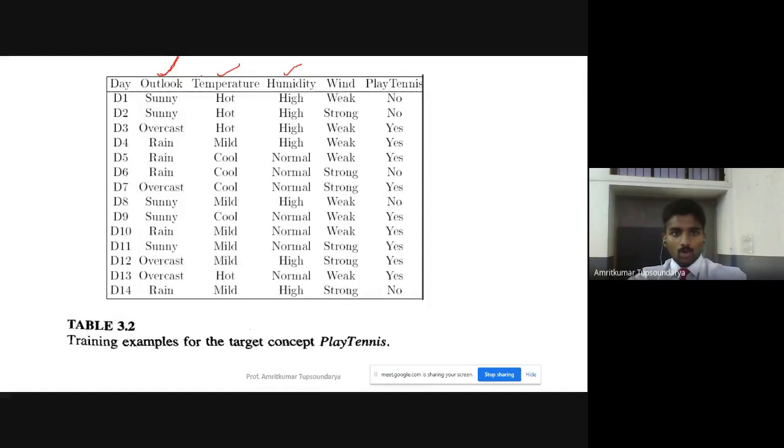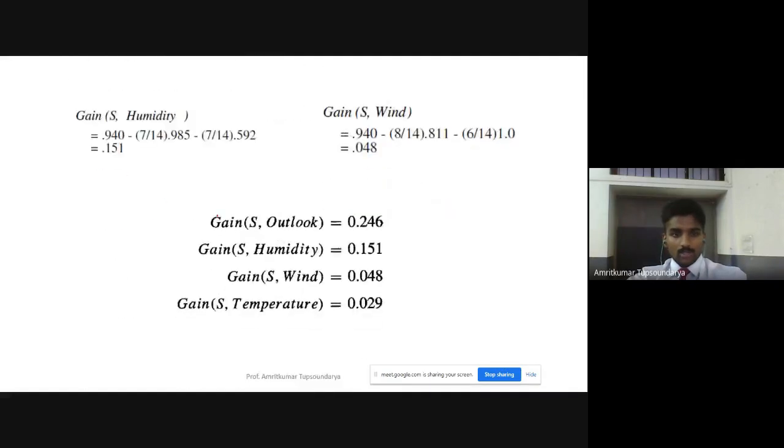When we compute for Outlook as well as Temperature, we get these values, right? Just for your reference, I have given the information gain that we got for Wind by substituting all the values, and the information gain that we got for Humidity. As you can see, the information gain from Humidity is slightly greater than the information gain from the Wind attribute. So comparatively, in these two cases, Humidity is the best classifier.